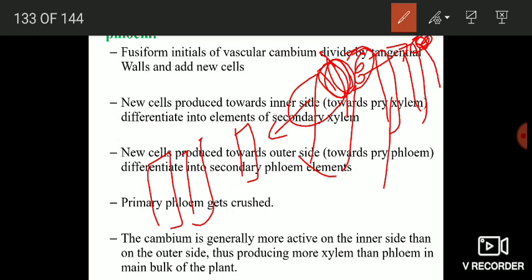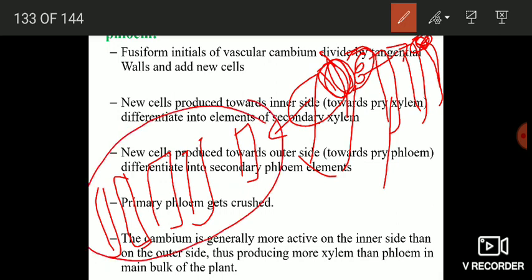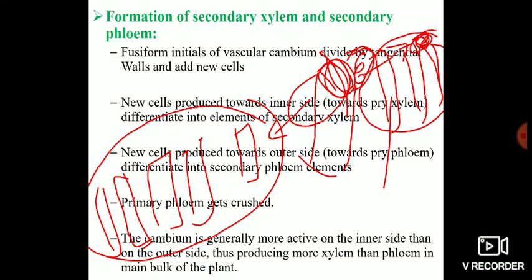The cambium is generally more active on the inner side. That means the number of cells which are produced on the inner side is more as compared to the number of cells produced on the outer side. And that is why the production of secondary xylem is more as compared to the production of secondary phloem. याद रखना, the cambium adds more cells towards the inner side as compared to the outer side, and that is why secondary xylem produced is relatively more as compared to the secondary phloem.